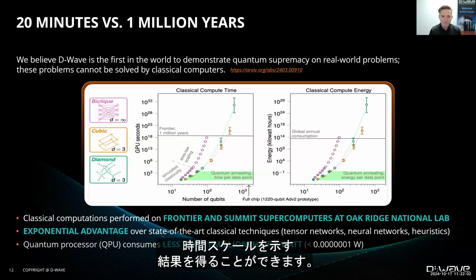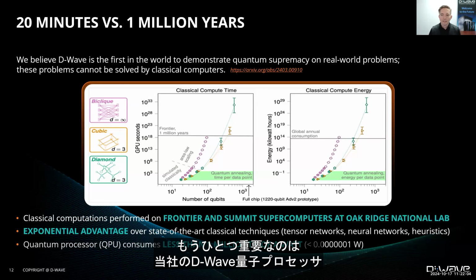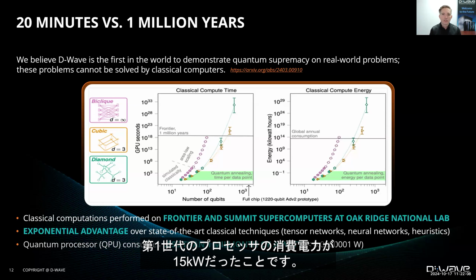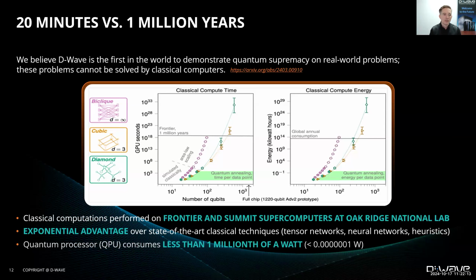And that's how we're able to get these results, where we're able to showcase these timescales, which are really inaccessible by any other means. The other important element to this is that our D-Wave quantum processors, the first generation of our processors, consumed 15 kilowatts of power. That power level at an industrial scale is relatively low. It's the kind of thing you might use in a few offices in an office building or something like that.